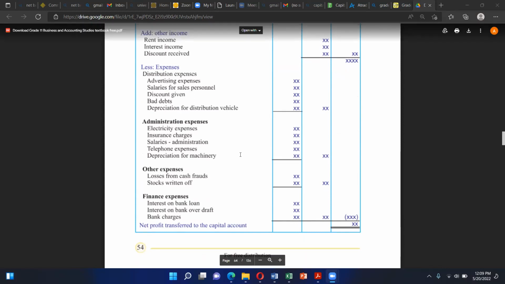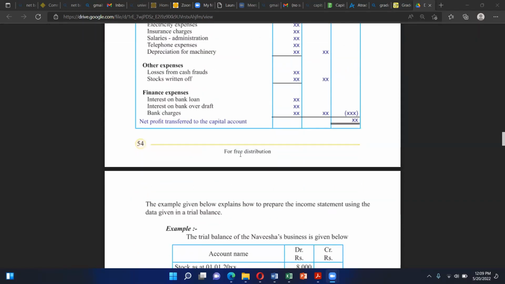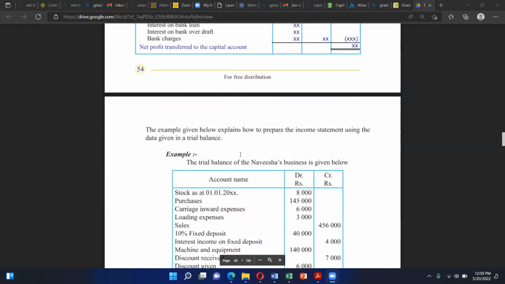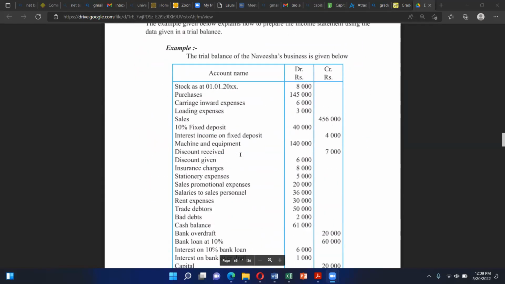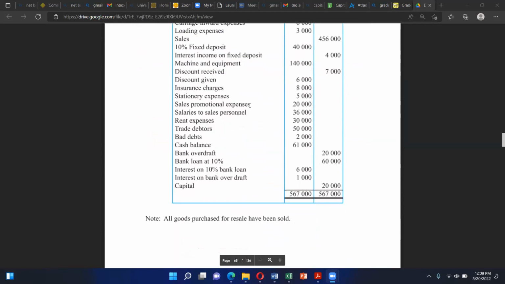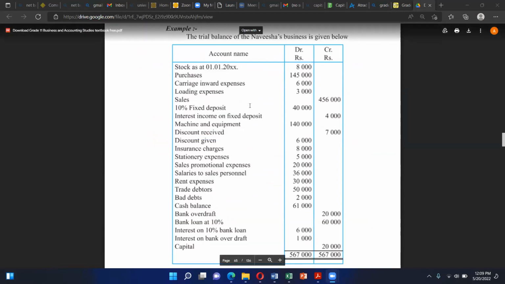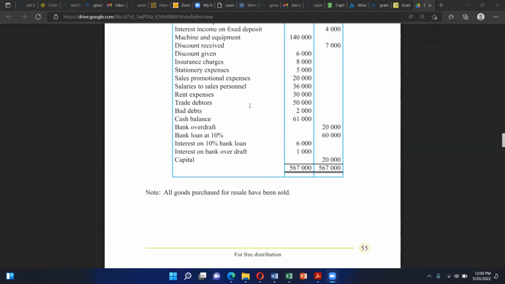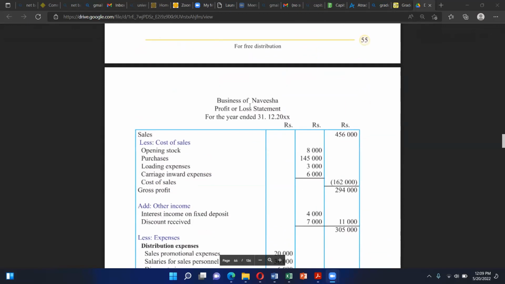Everyone clear? This is all about profit or loss. And they have given an example. So see, the example is given. So the figures, how you put it into this, under what category? Just familiarize yourself with the idea.